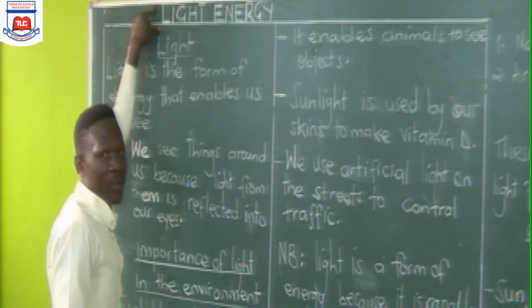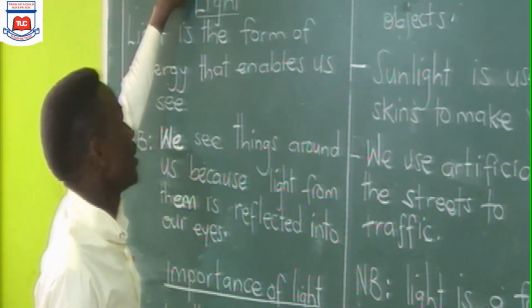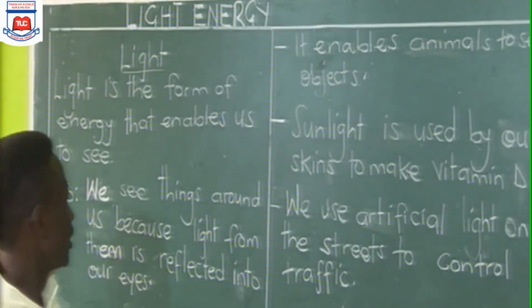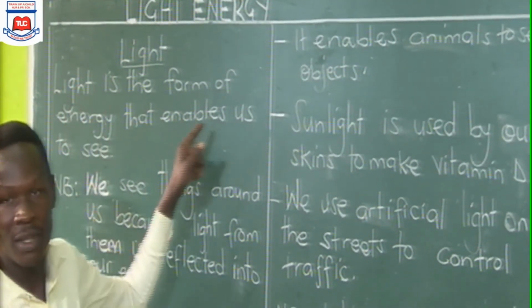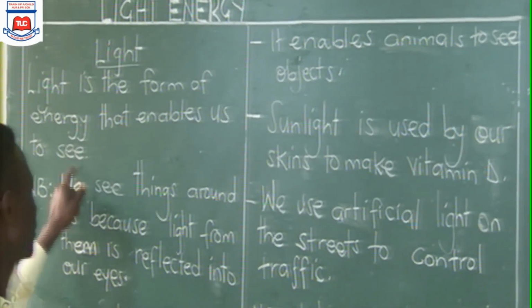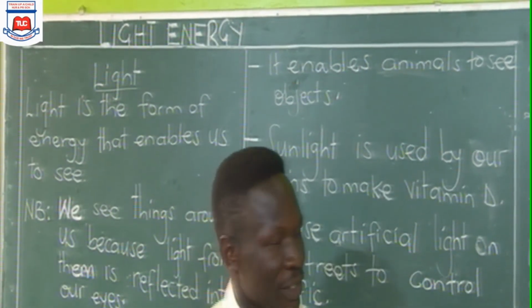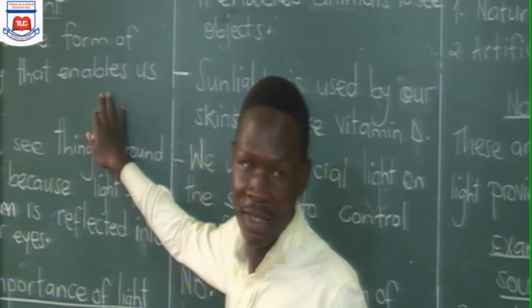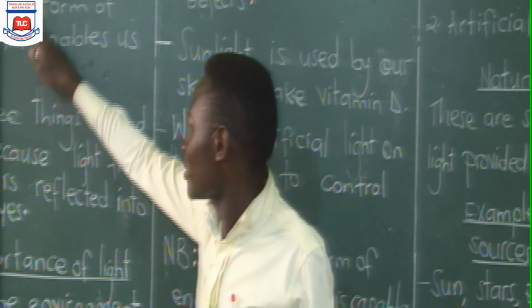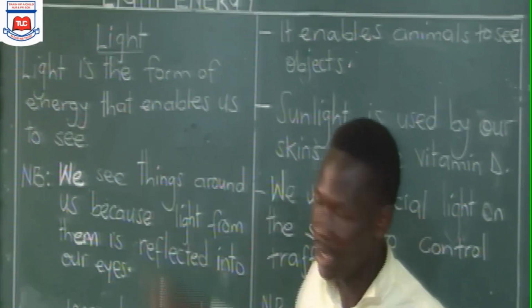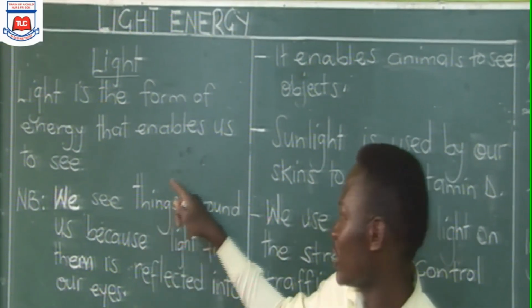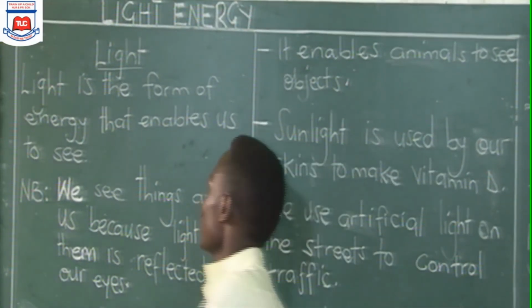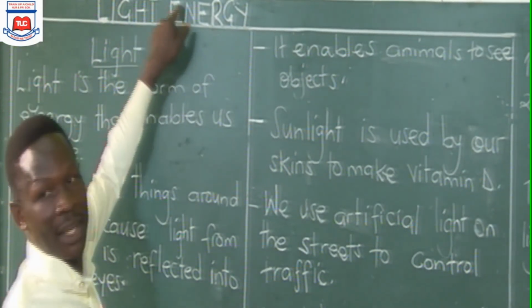Welcome to our science lesson. Today we'd like to look at light energy, whereby we said light is the form of energy that enables us to see. So we are able to see objects around the earth just because of the presence of light. When light is absent in the environment, we will not be able to see objects around us. That's why we say light is a form of energy.